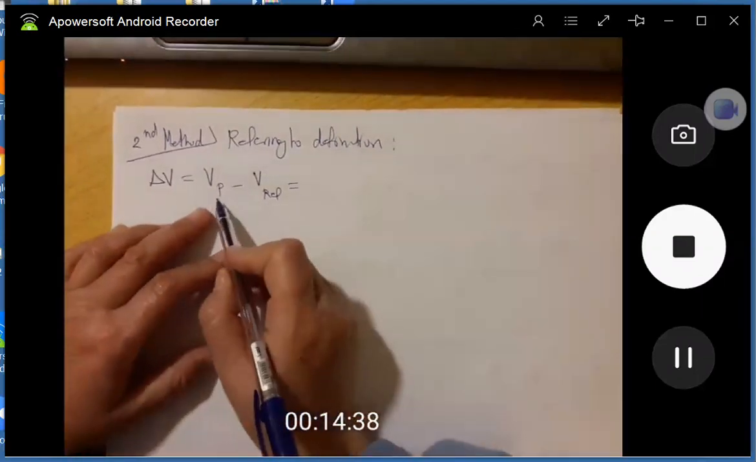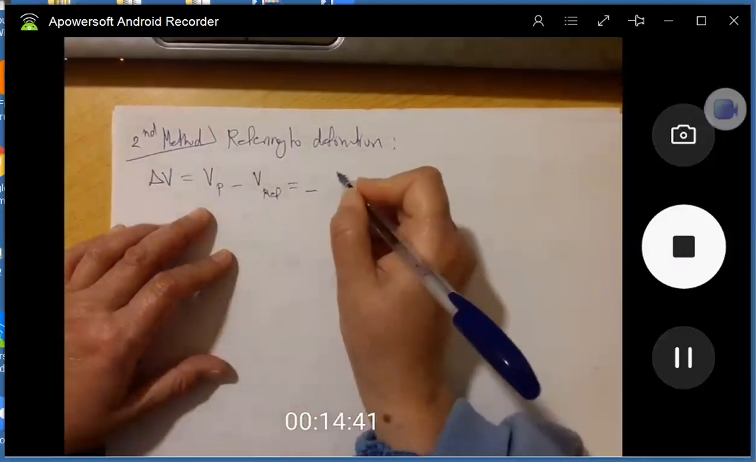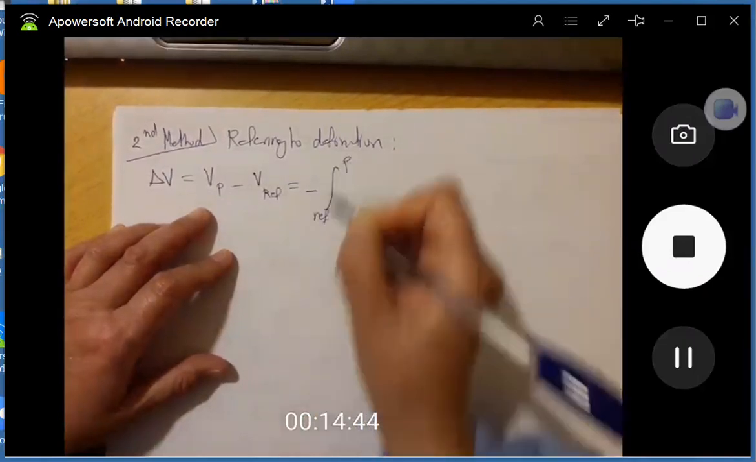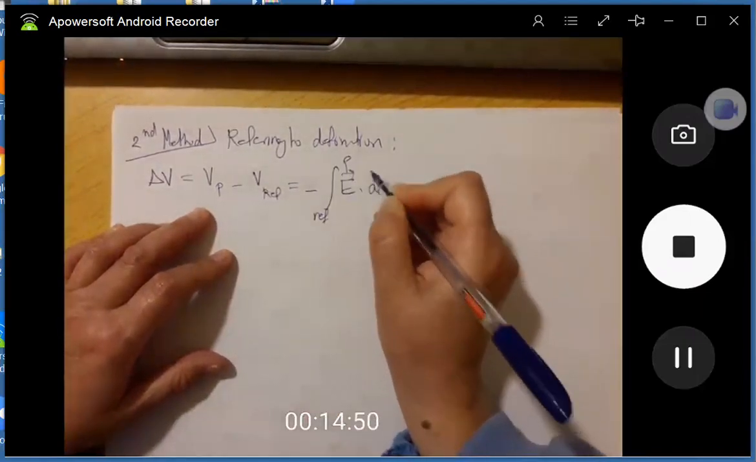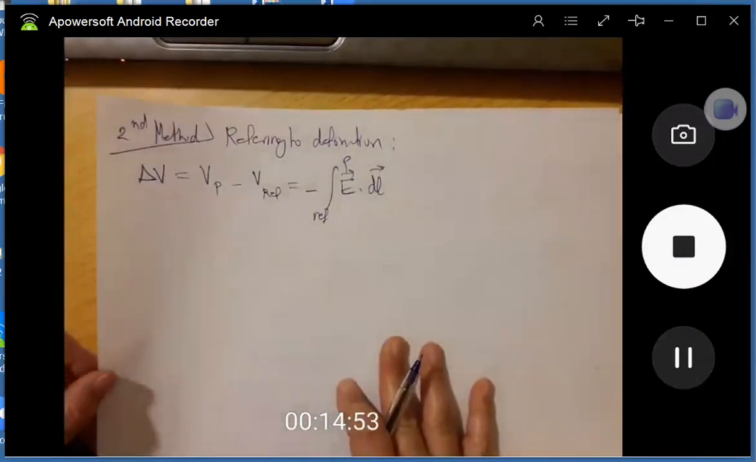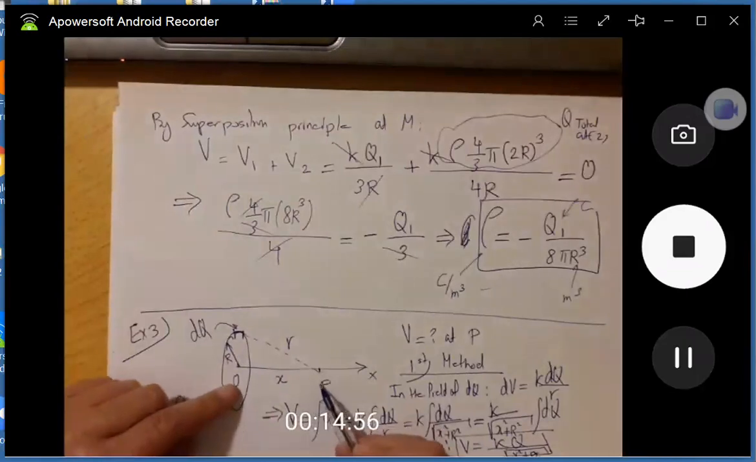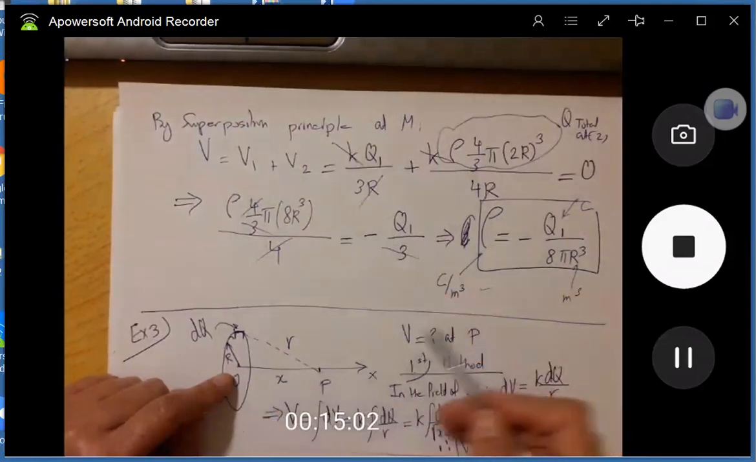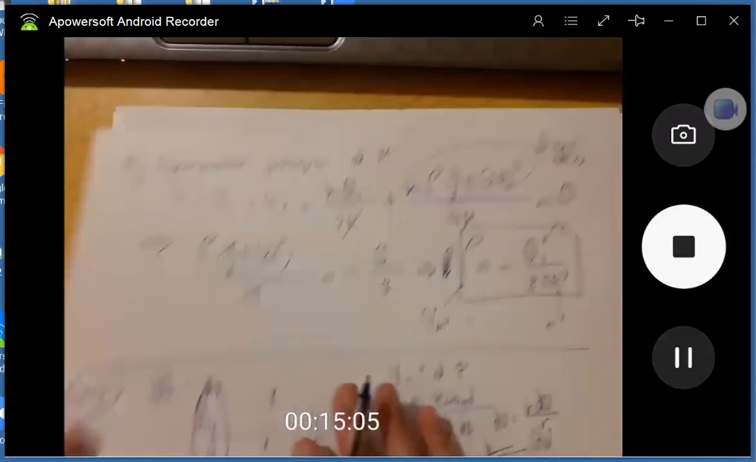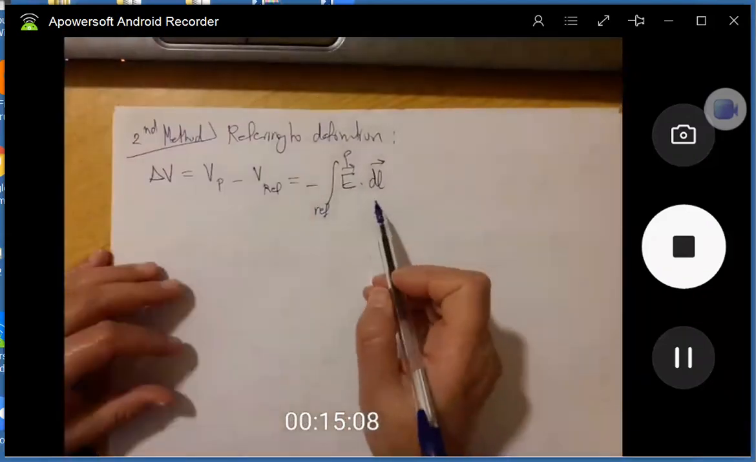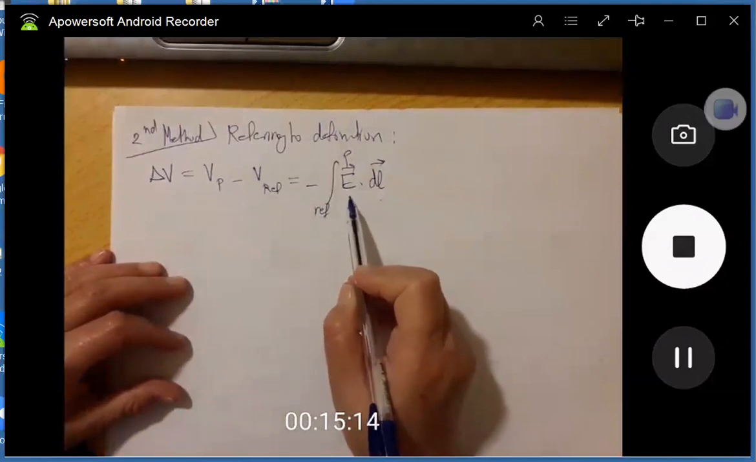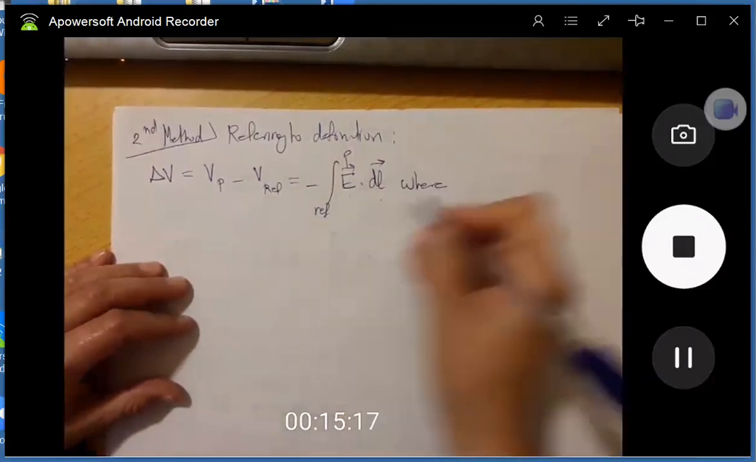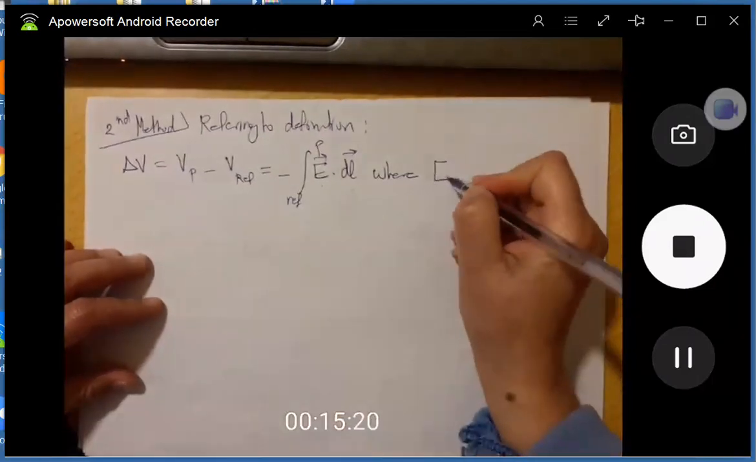Okay, so V of P minus V reference is minus the integral from the reference up to P of E dot dl. Radially, I could say E dot dr. So E dot dl is for any displacement, in any way, towards P. We know that the dl component that will matter is the one in the direction of E. So what is E?